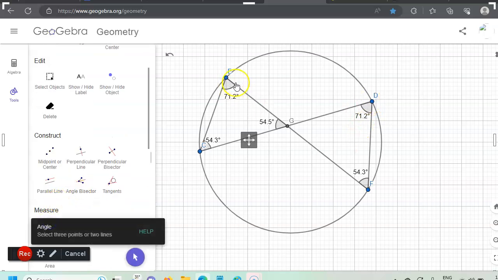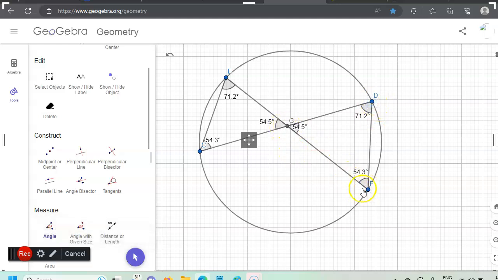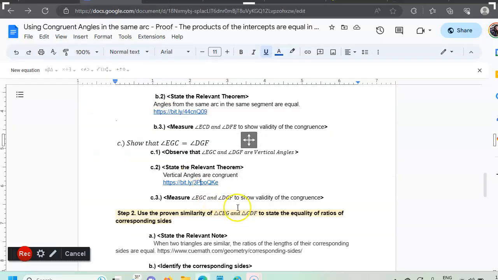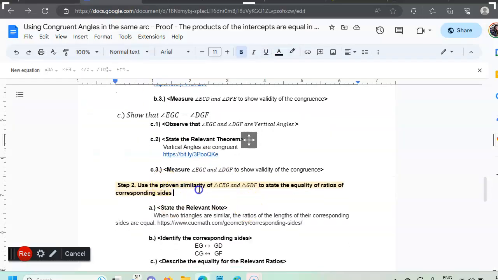So the measure of EGC is 54.5, and the measure of DGF is also 54.5. So we have shown and proven that the corresponding angles of these two triangles are congruent. So we can say that these two triangles are similar. Now, we are going to show the proven similarity of triangle ECG and triangle GDF to state the equality of ratios of the corresponding sides.